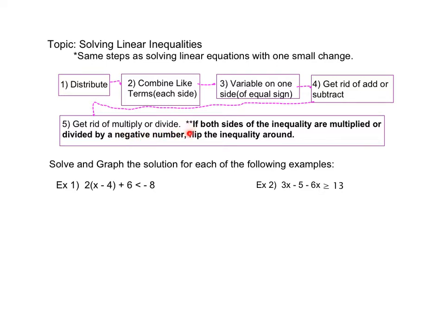This is the extra piece. With equations, my equal sign doesn't look any different if I turn it around. However, with inequalities, if I turn it around, it changes from greater than to less than, from less than or equal to greater than or equal to. I need to make sure that if at any time I multiply or divide both sides of an inequality by a negative number, I turn that inequality around.